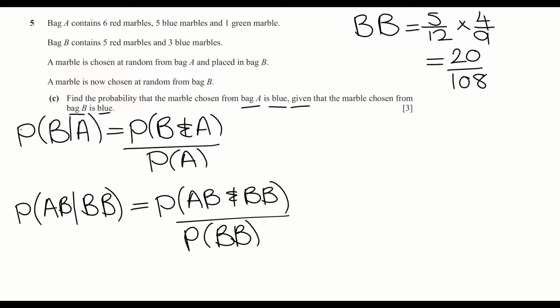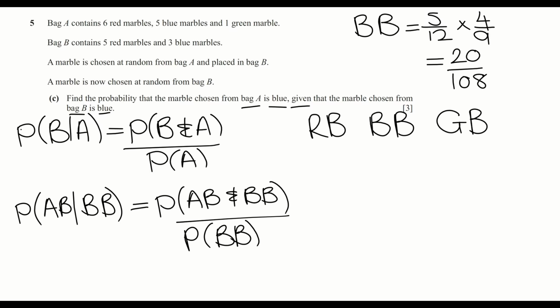Now we need to look at the probability of a blue marble from bag B. But if the marble from bag B is blue, the marble from bag A can be any color. So we could have a red marble from bag A, followed by a blue marble from bag B, a blue marble from bag A and a blue marble from bag B, or we could have a green marble from bag A and a blue marble from bag B. Again, let's look at our tree diagram.